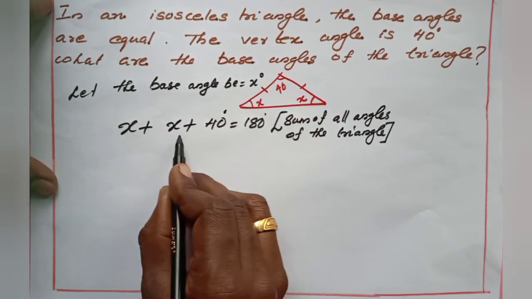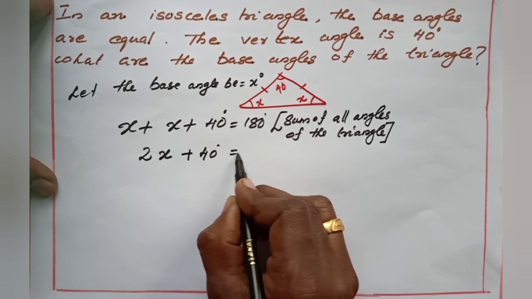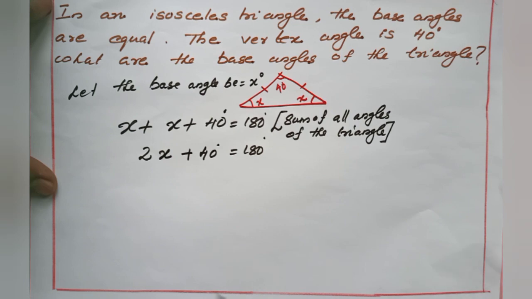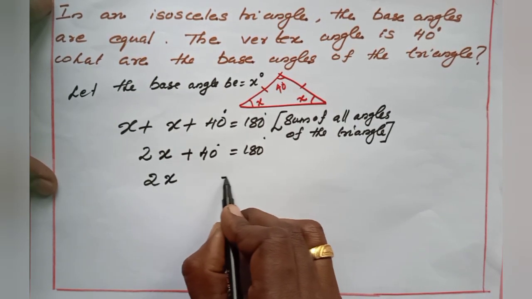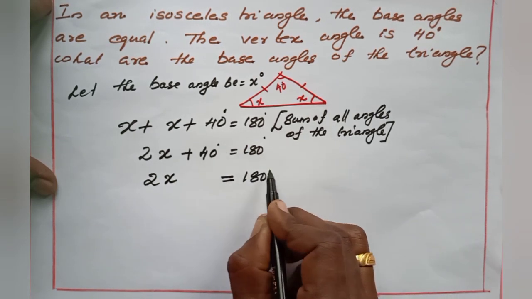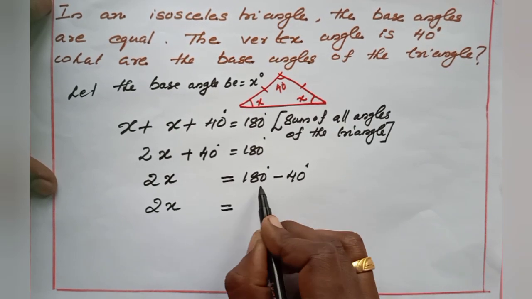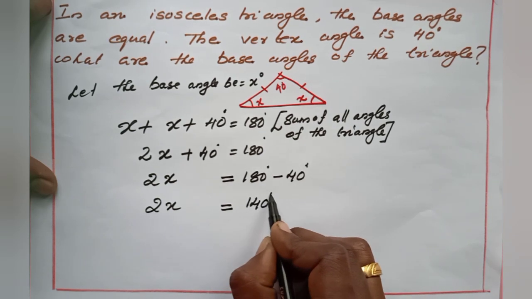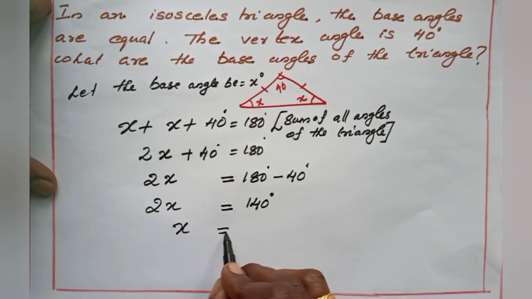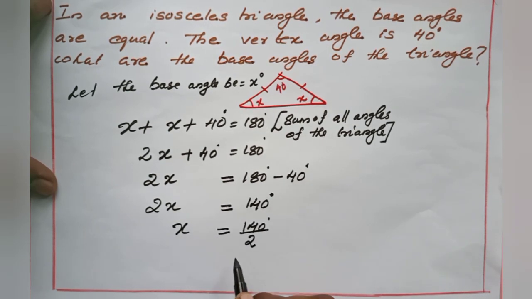So x plus x is 2x. 2x plus 40 degrees equals 180 degrees. Then to find the base angle x, transpose 40 degrees to the right side, we get negative 40 degrees. So 2x equals 180 degrees minus 40, that is 140 degrees. So x equals 140 divided by 2, we get 70 degrees. The base angle is 70 degrees.